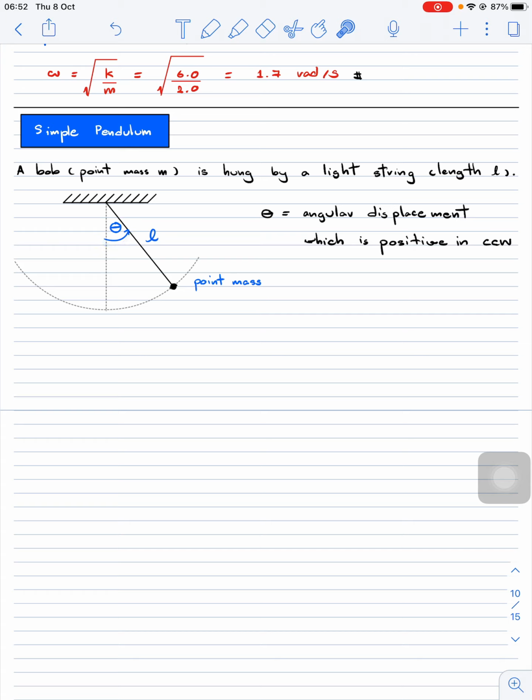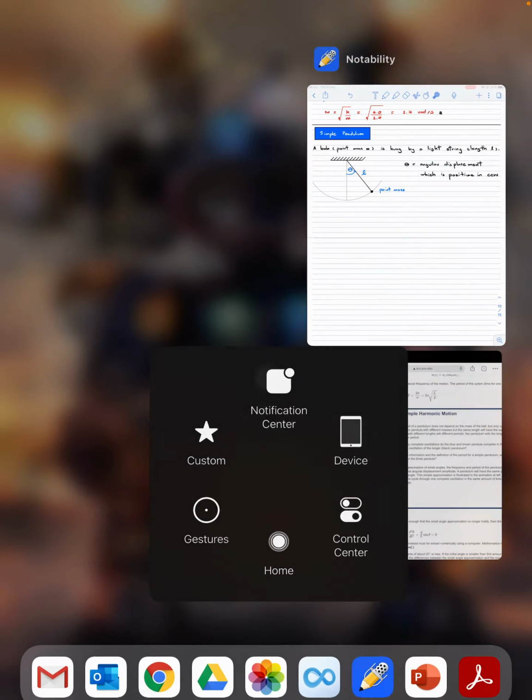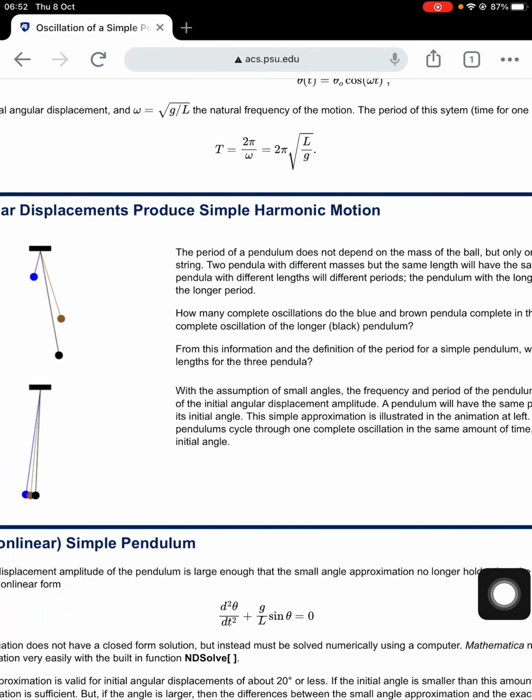But now if the string and the bob come to this direction, then the theta here is going to be negative, because it's going in the clockwise direction, right? So the theta must be negative. Okay. Let's look at this simulation.